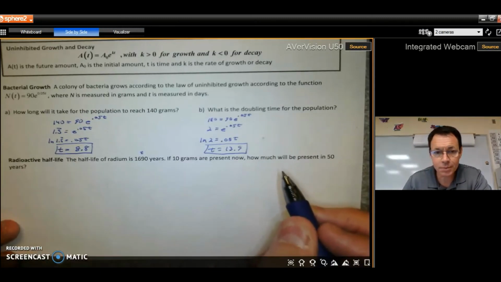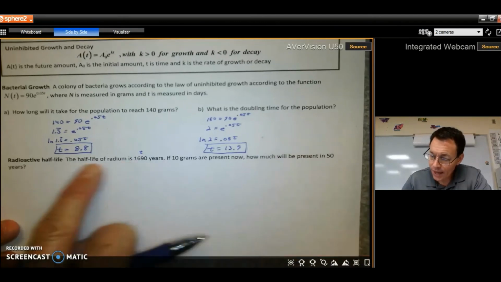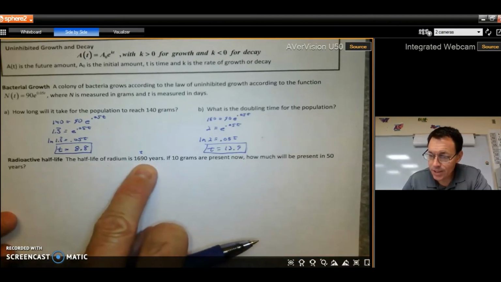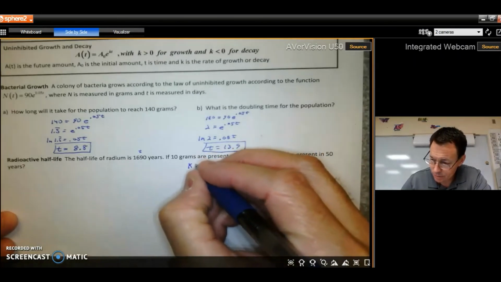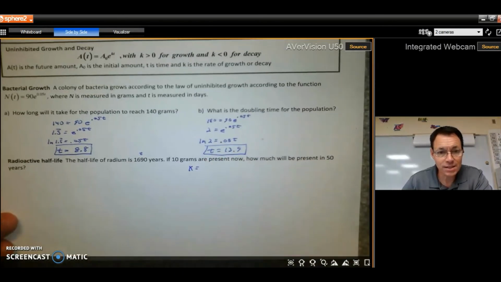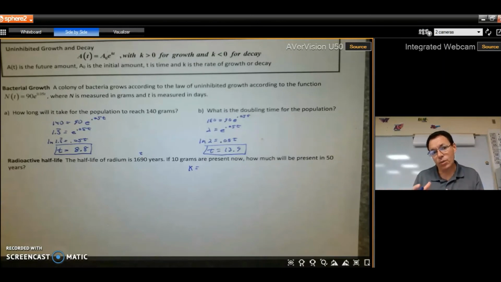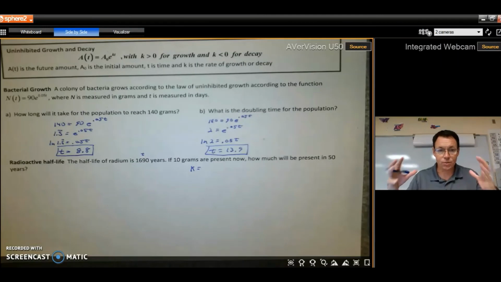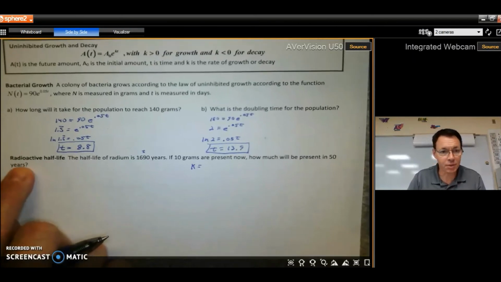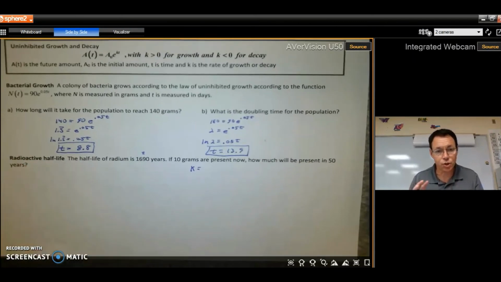Well, we've got a problem here. We know what the half-life is, but we don't know what the decay rate is. We need k. We don't know how fast this stuff is shrinking. We just know that it takes 1,690 years to go from its original amount down to half. So this is actually a two-part problem. It just doesn't look like it. You see one question mark, you're being asked one question, you don't realize it's a two-parter.